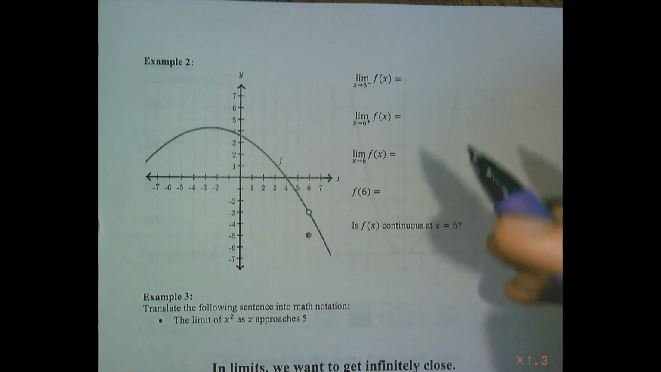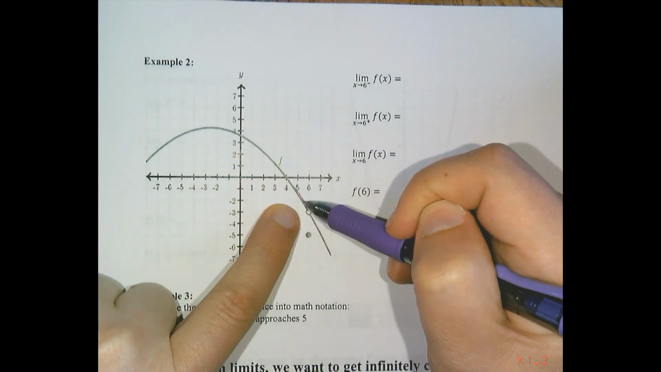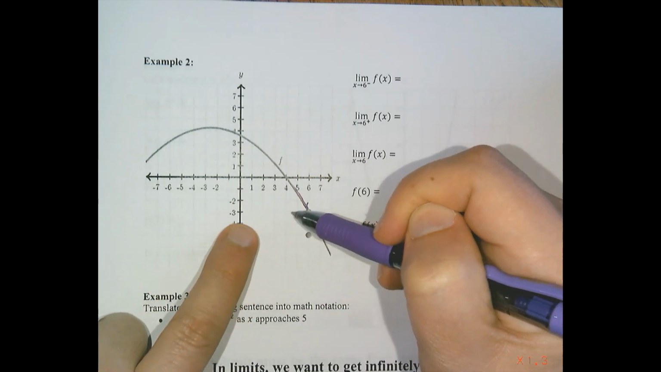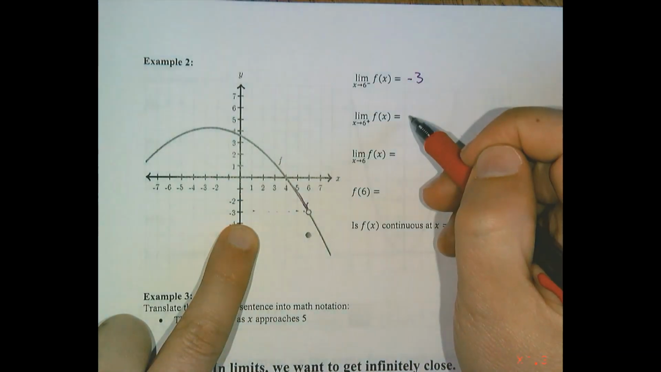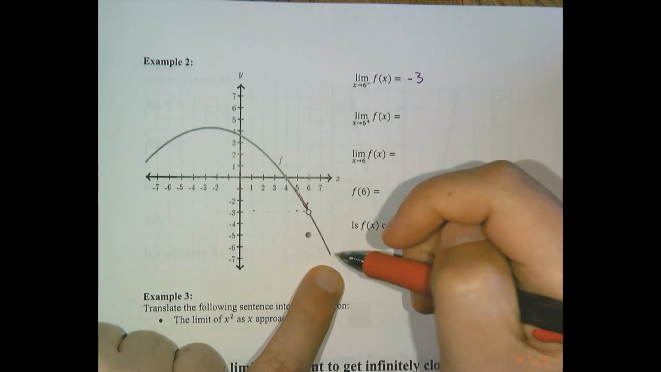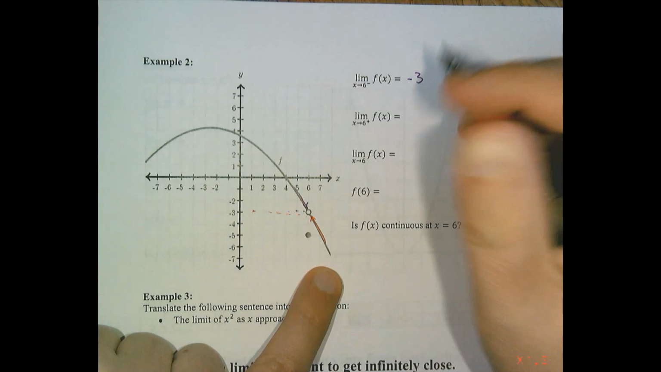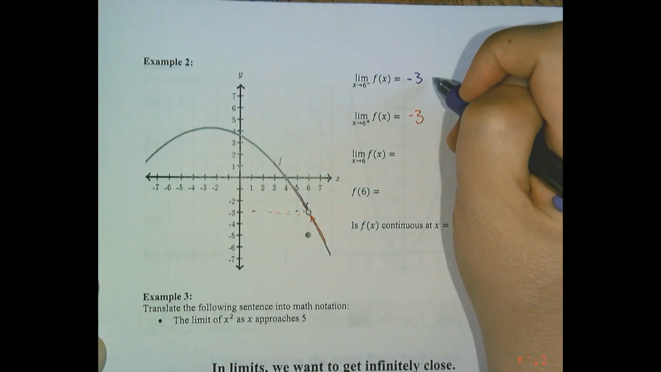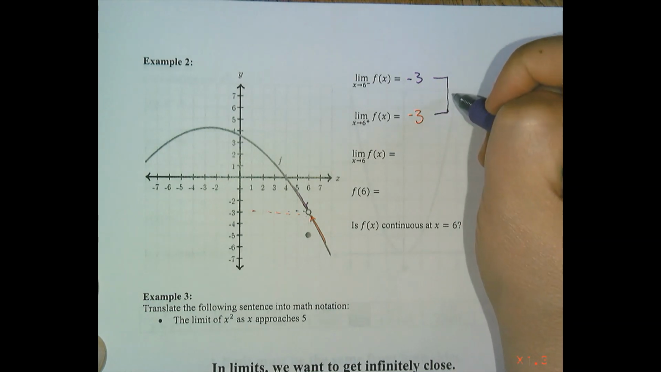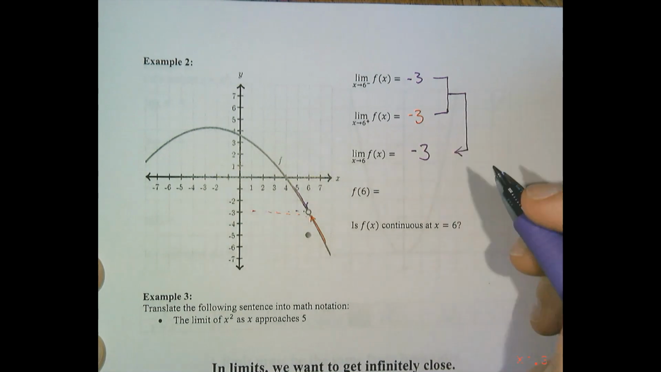The limit as we approach 6 from the left. Well, as we approach 6 from the left, we get closer and closer to a value of -3. As I approach 6 from the right-hand side, I am also getting closer and closer to a value of -3. Because my left-hand limit and my right-hand limit are the same value, I can say the two-sided limit is -3.